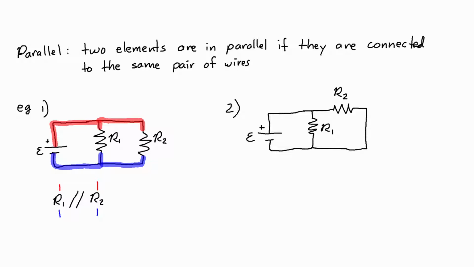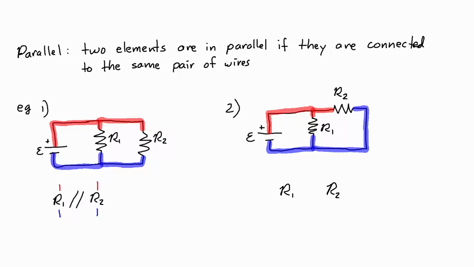And the standard for this is that elements that are in parallel have to share the same pair of wires. So I can use my color coding again. If I highlight from the EMF to R1, and then I keep highlighting that same wire to R2, and then on the bottom, it highlights in blue, so I have a red wire and a blue wire.